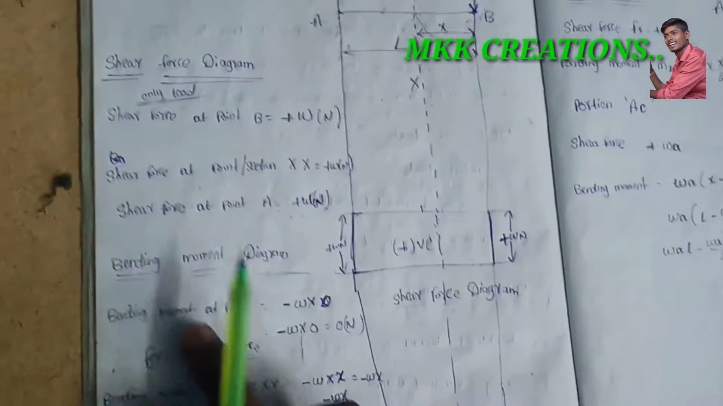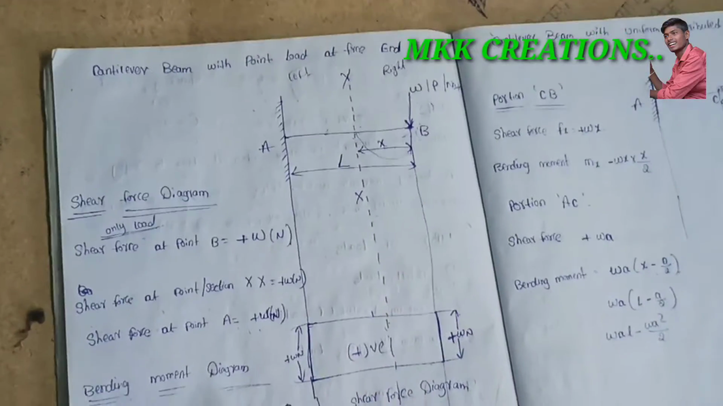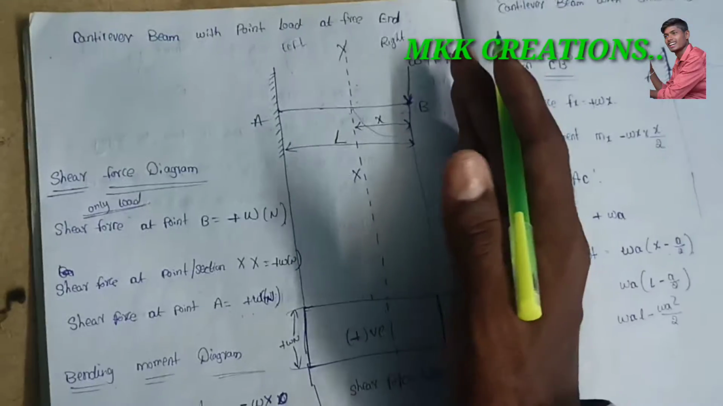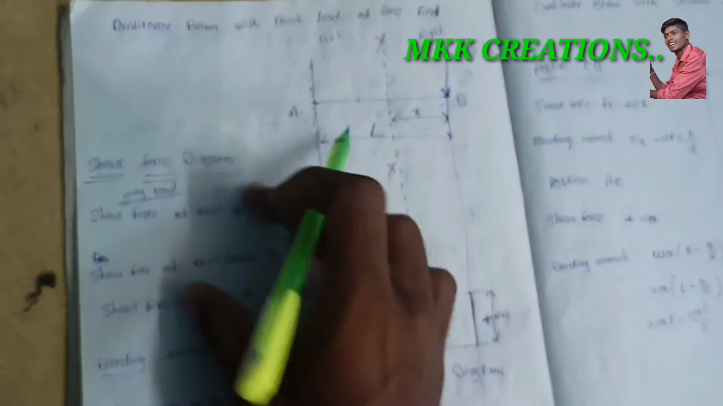Next, coming to the bending moment diagram. First of all, we want to divide the paper in half. One side is meant for drawing diagrams and the other side is meant for writing the calculations.